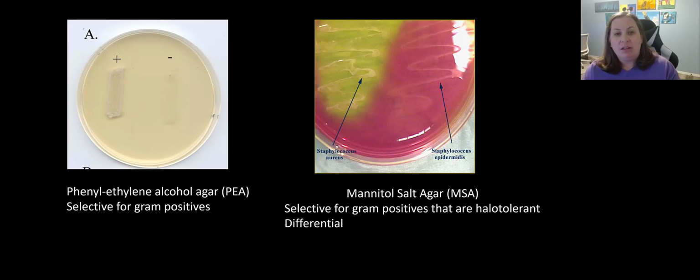Another one is the mannitol salt agar, or MSA. This one has high salt concentrations. And so it's selective for gram-positives that are what we call halotolerant, the ones who actually like the salt concentration. So in this case, you have Staphylococcus aureus, which is showing up in yellow, and then you have Staphylococcus epidermidis, which is on the red side. So then, based on that, you can distinguish the two types of the bacteria.